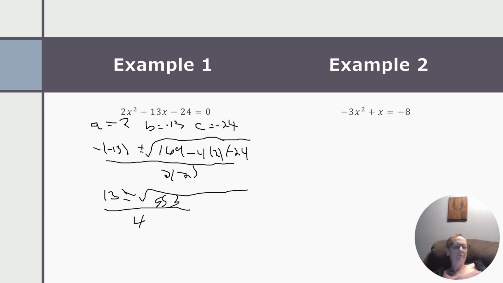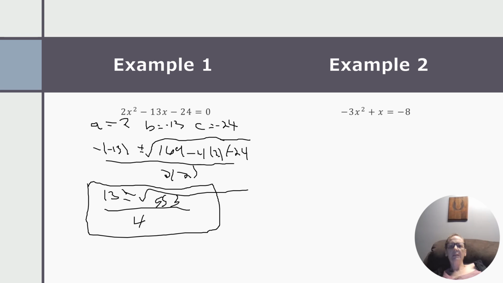Now I would want to see if 553 can simplify. Let's see, 5, 6, 7, 8, that's 13. I don't think 553 simplifies, so that's our final answer, actually. So it's 13 plus or minus the square root of 553 all over 4. You always want to simplify your square root when possible.